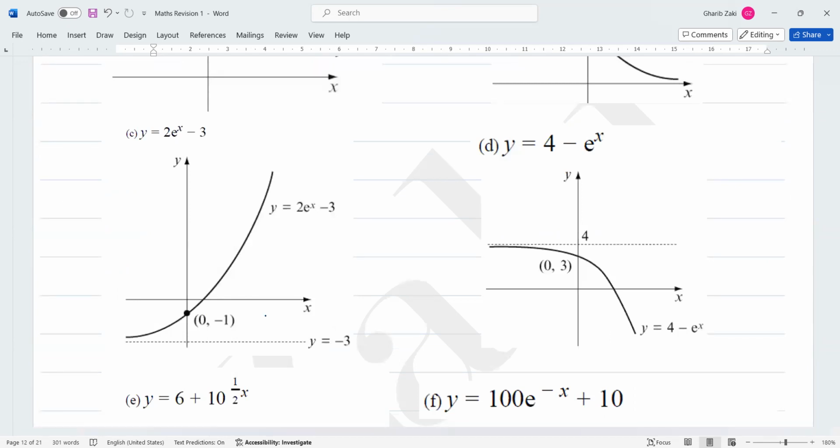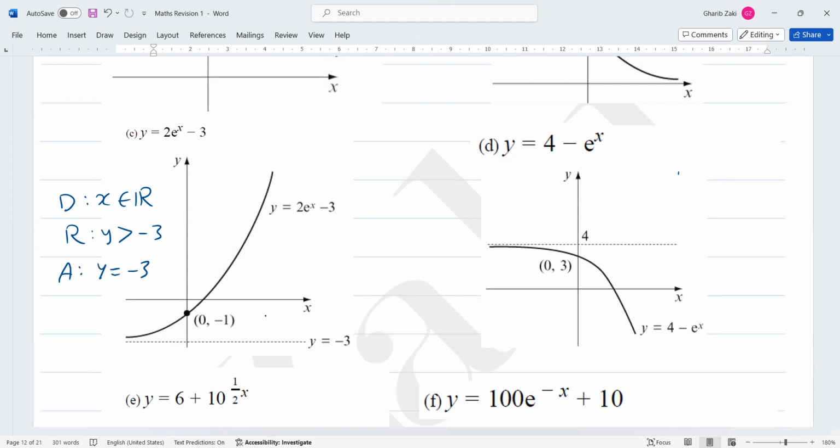Part C. The domain, I said for all e, the domain x belongs to R. The range in that curve, all the curve is greater than -3. So we write y greater than -3. What is the asymptote? y equals -3.